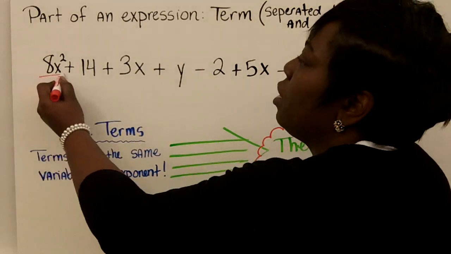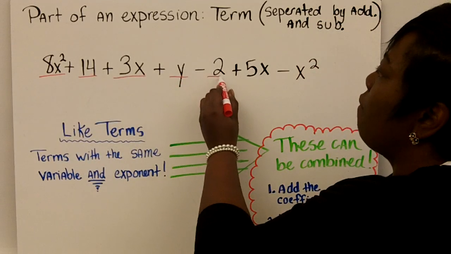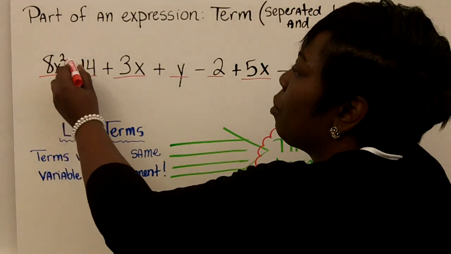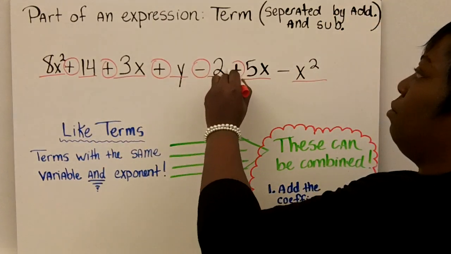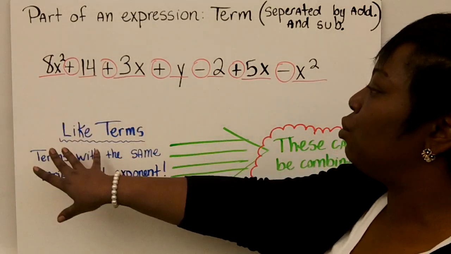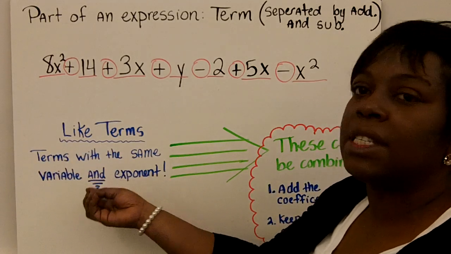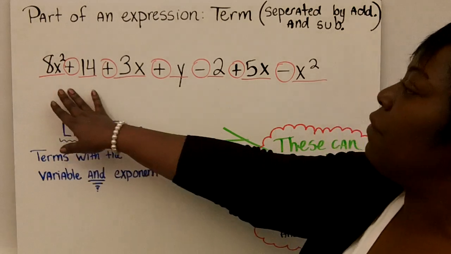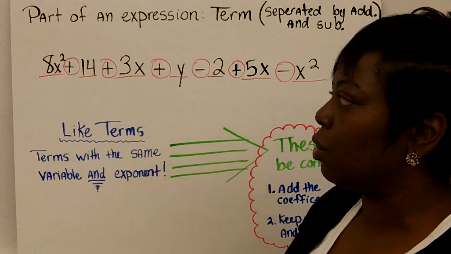In fact, there's 1, 2, 3, 4, 5, 6, 7 terms. And each term has been separated by either addition or subtraction. So what we're going to do, or hopefully do, is be able to combine like terms. All right? Like terms are basically terms that have the same variable and same exponent. So now that we've identified that there's 7 terms, I want us to go in and find the like terms.